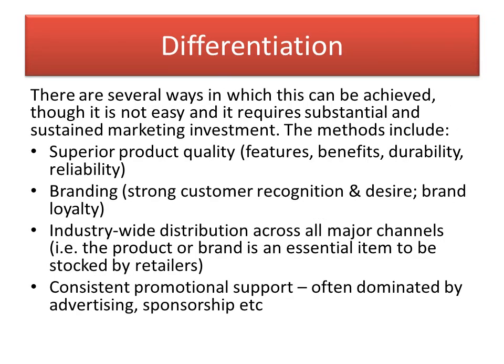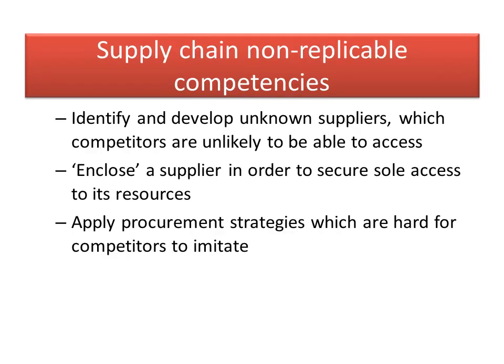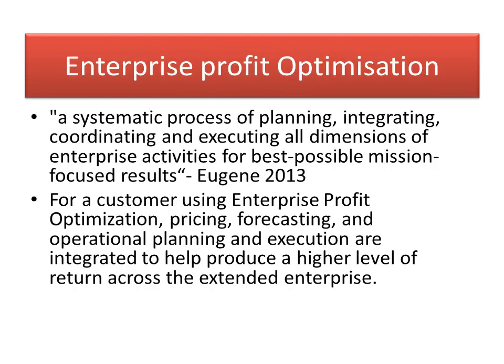Differentiation can come from quality, branding, distribution across all major channels, consistent promotional support, advertising, etc. So brand recognition, very important. The supply chain can be a source of success if it's difficult for people to replicate.